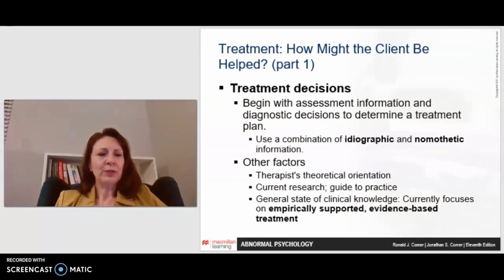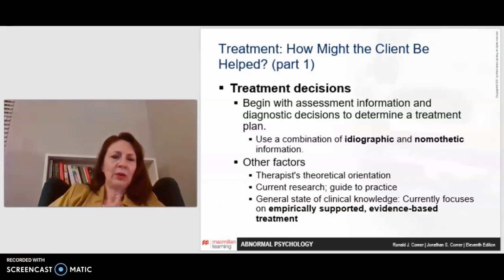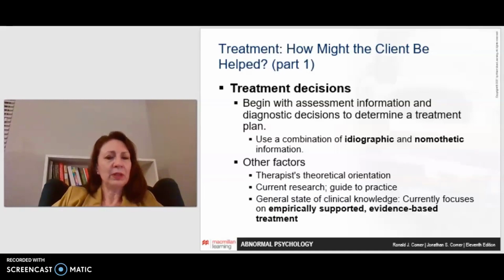Then we look at other factors, including if we know their therapist's theoretical orientation, we may want to tailor treatment based on that approach. We want to make sure that we've included current research as a guide to practice, and look at the general state of clinical knowledge. Currently, there's a focus on empirically supported and evidence-based treatments, and we want to make sure that we include treatments that have some support in the literature and can produce results for a person.